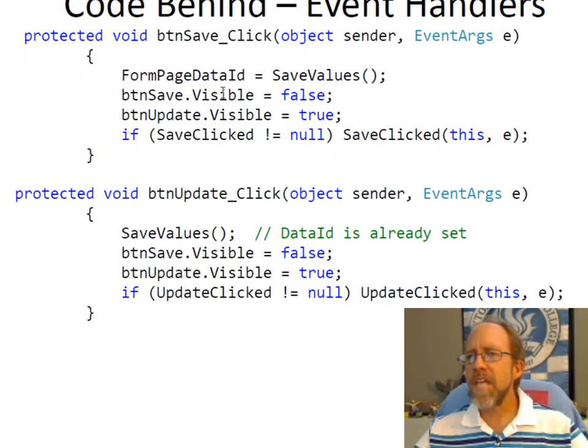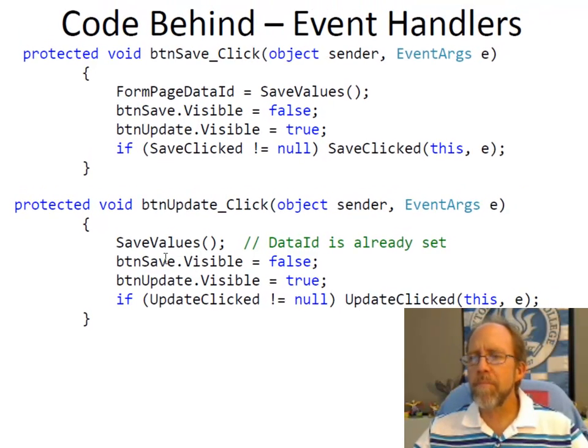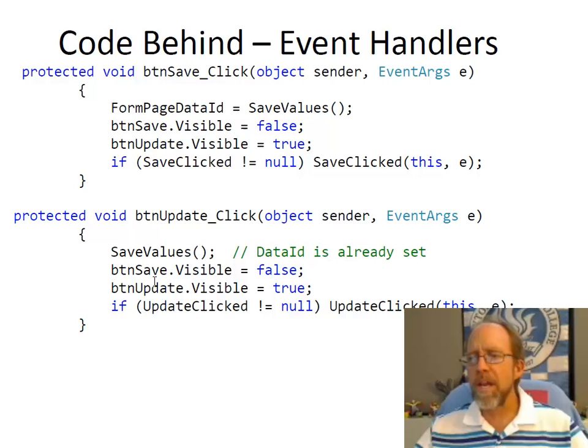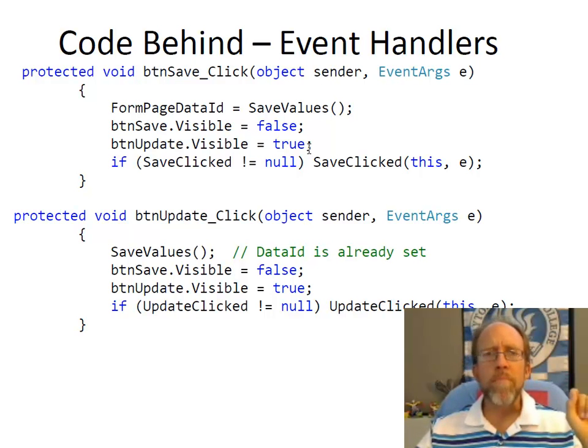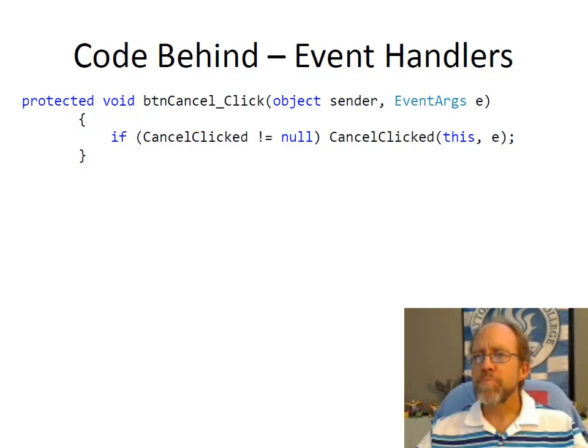And then I switch the save button visible to false, the update button to true, vice versa here on the update. Okay, update should be true already. And then this save click does not equal null. This is where you actually bubble the event to the parent. Remember, this is a user control, so the parent will be the page where the user control is actually on. And let's go back one step to that page.